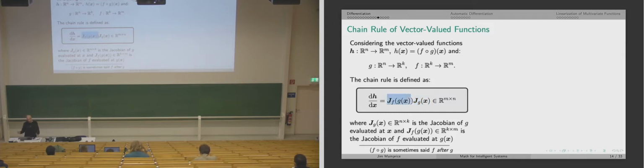So when you have multi-valued functions, then you have to evaluate the Jacobian at that point, at the output of G, where you're considering the differential of H. So this is just a generalization of the one-dimensional case. And you see that it's just the functions of the Jacobians now.